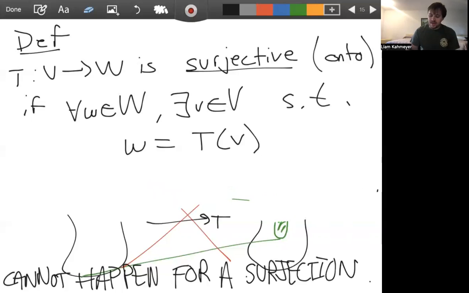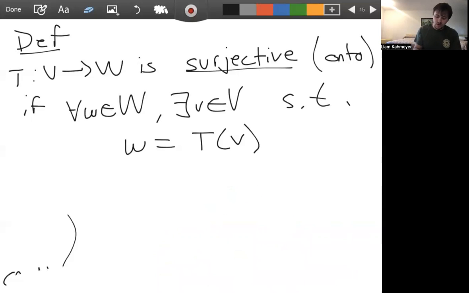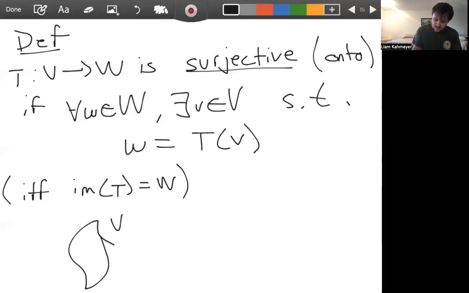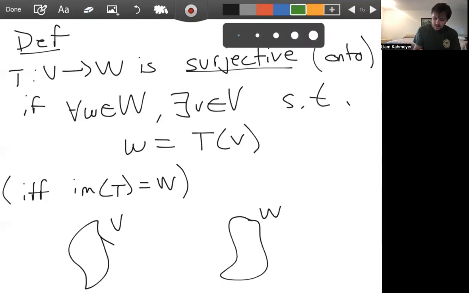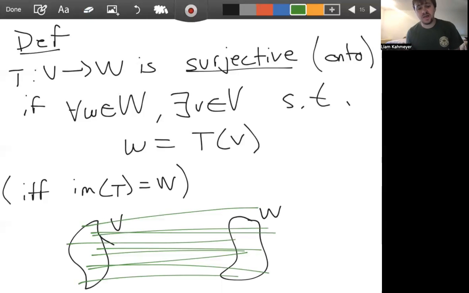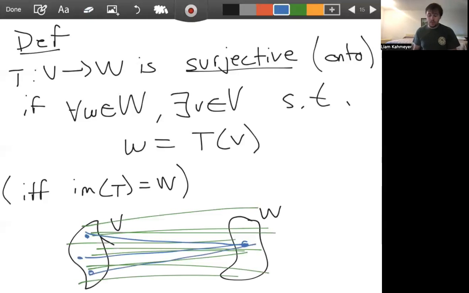Surjective maps are those where the image is precisely the entirety of the codomain. So this is if and only if the image of T is equal to W, not some subset. If here's V and here's W, this would have to map to all of W. Not one-to-one necessarily. I could have multiple points map to just one point, as long as every other point is also mapped to, that's a surjection. It's not until you require one-to-one and onto that you get an isomorphism.